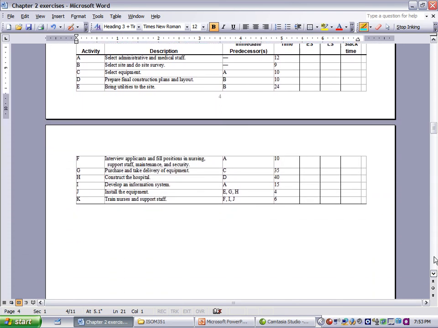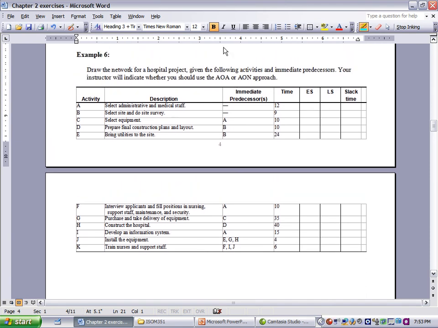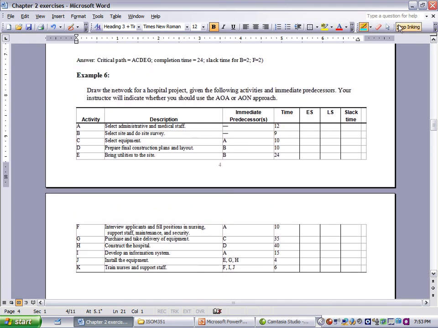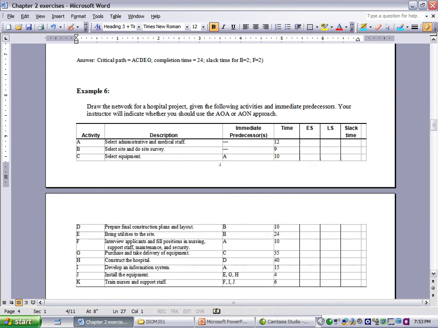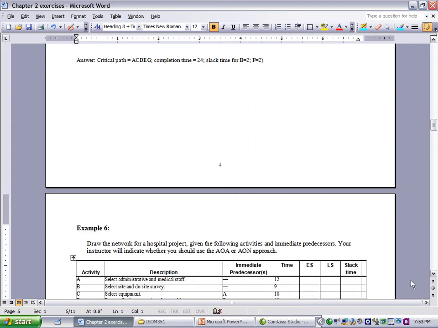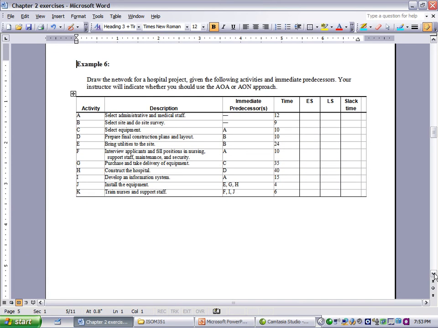Okay, now next let's go to exercise number 6. Exercise number 6 is equivalent to the exercise on the slide. I very much encourage students to try this exercise by yourself and compare the outcome with the slide to see if you can understand the activity-on-arrow approach. The AOA approach will not be discussed in our class, so don't worry about it.